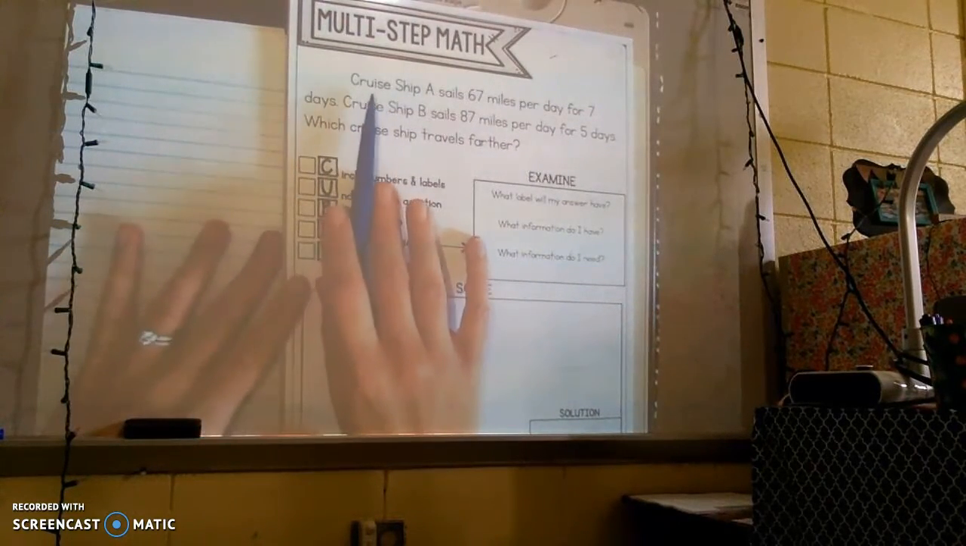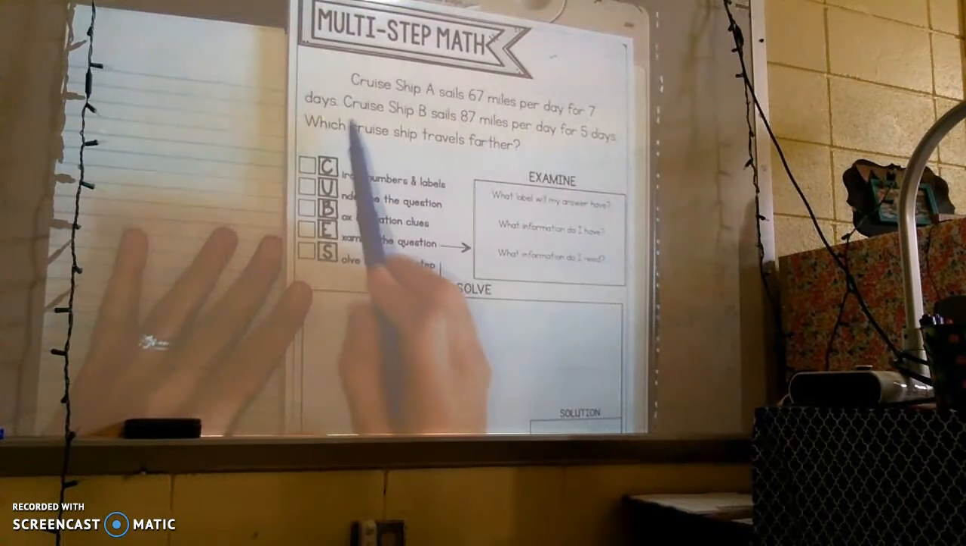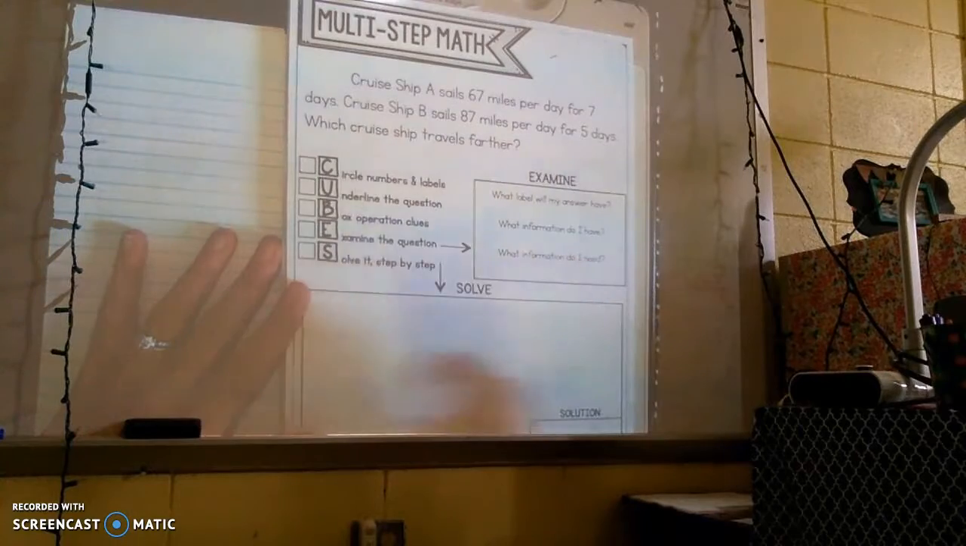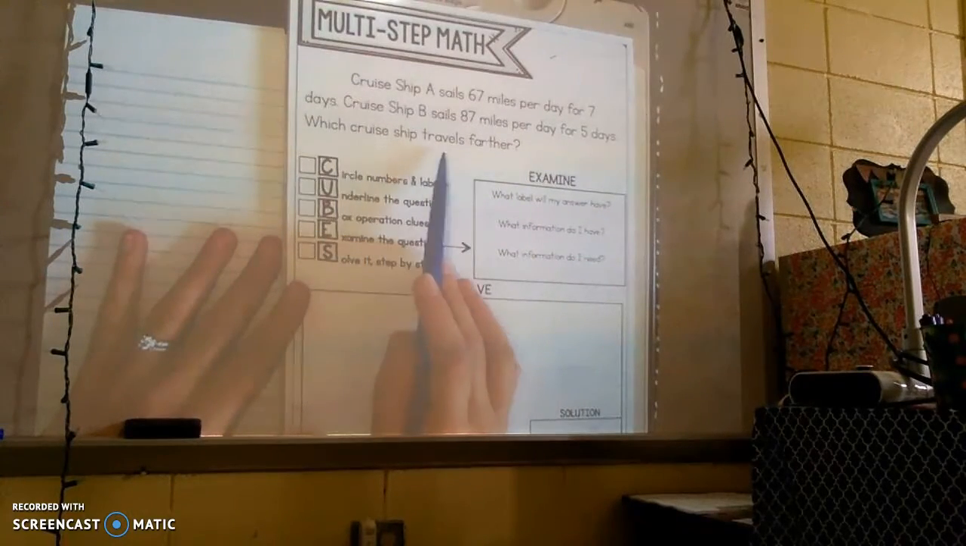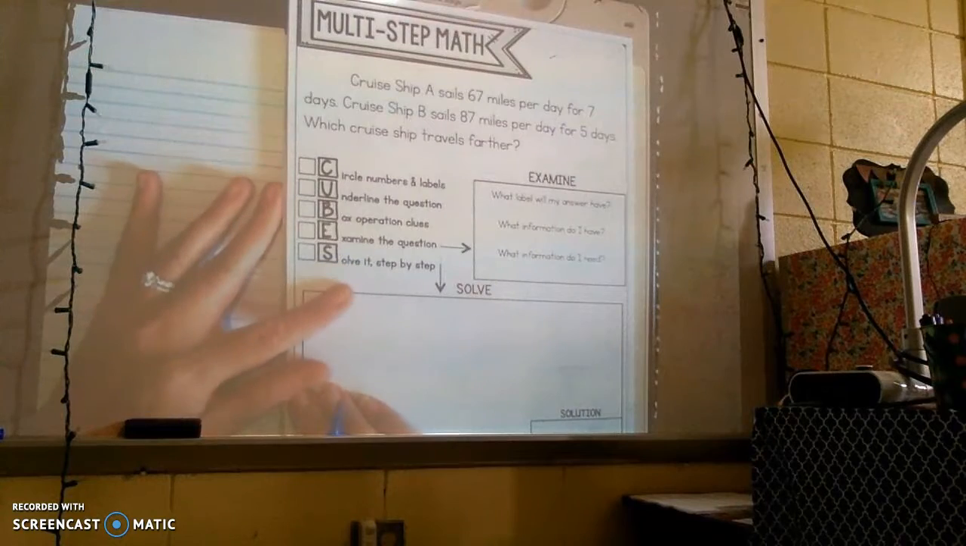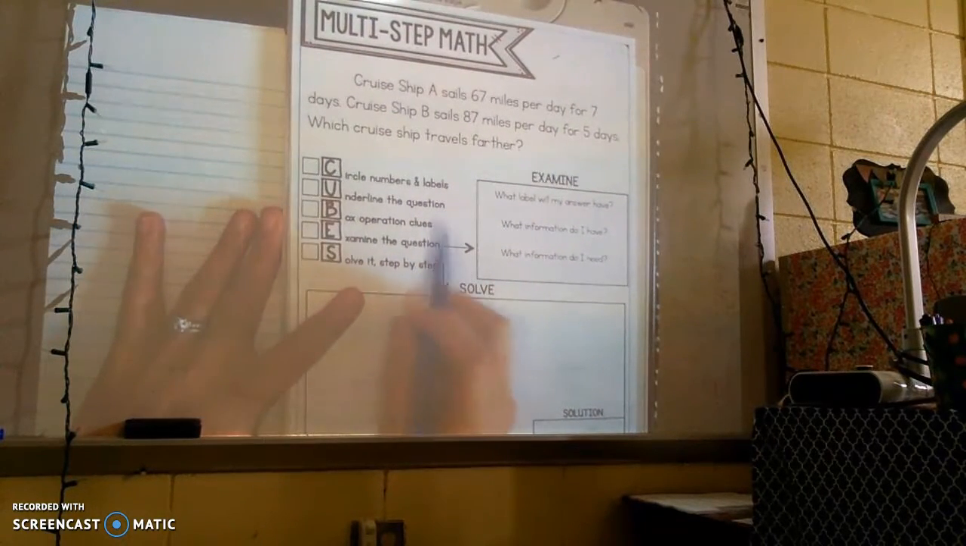It says, cruise ship A sails 67 miles per day for 7 days. Cruise ship B sails 87 miles per day for 5 days. Which cruise ship travels further? So I'm going to use my little steps here next to the cubes to help me break this question down and see what information the problem gives me.